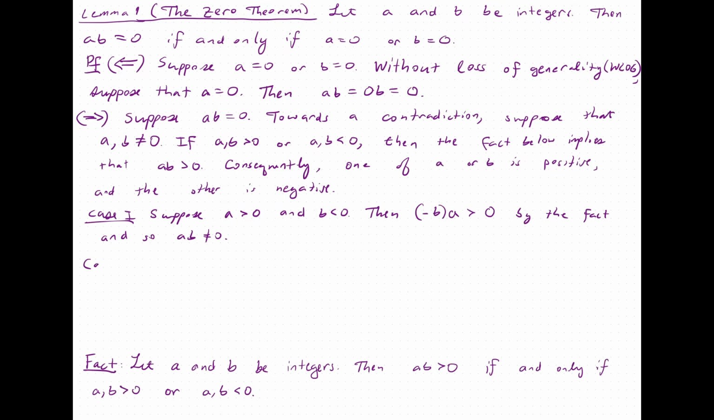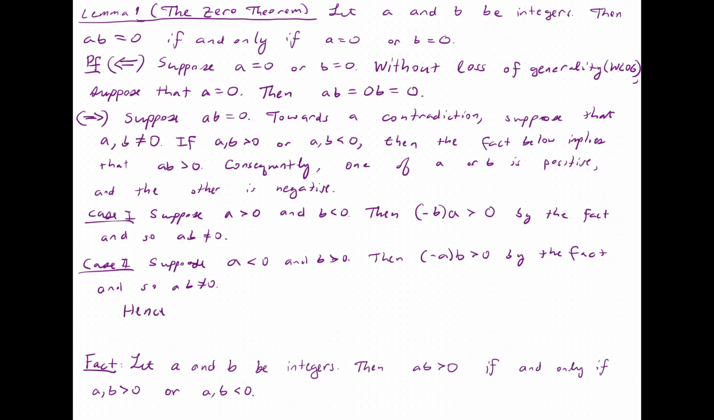And then same situation here, the same exact argument will hold, except now we have, suppose A is negative and B is positive. And then we do negative A times B is positive by the fact, and so AB is not equal to 0. Hence, this concludes the proof. And we're done. And so we can end the proof here.